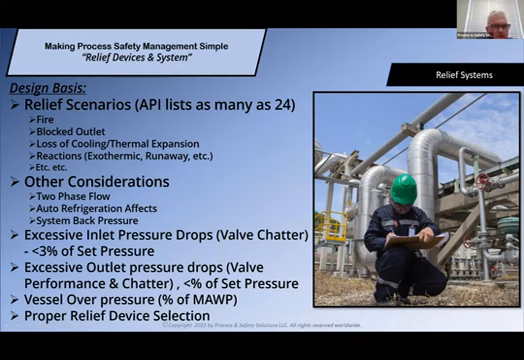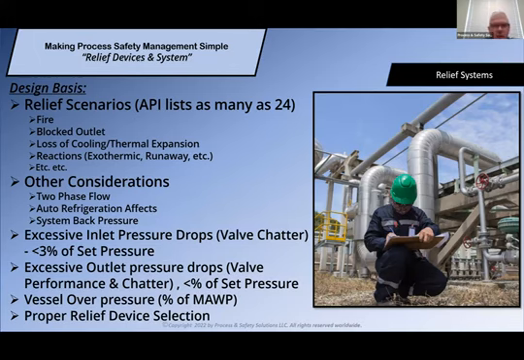Other things to consider in addition to two-phase flow, auto refrigeration, and system back pressure are excessive inlet pressure drops. Look at your pressure drops to make sure that those are well below 3% of the set pressure. So if you have 100 PSIG set on your relief valve, your inlet pressure drop shouldn't be any more than 3 pounds of pressure. More than that, and you could have valve chatter, and hopefully we'll understand what we mean by valve chatter later on when we look at the valve types and how they're designed.